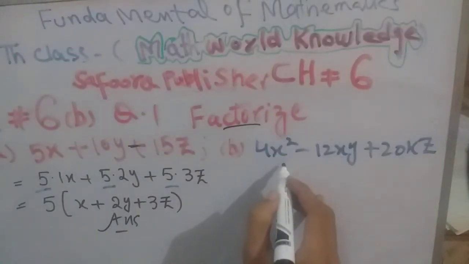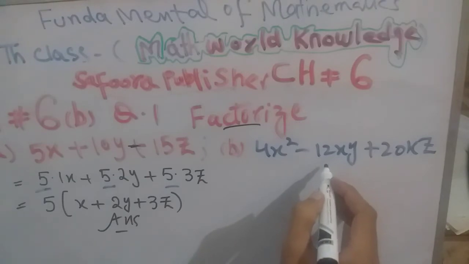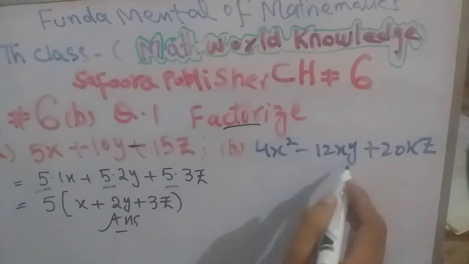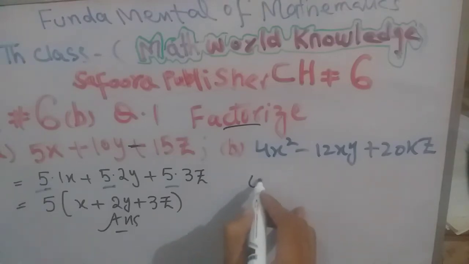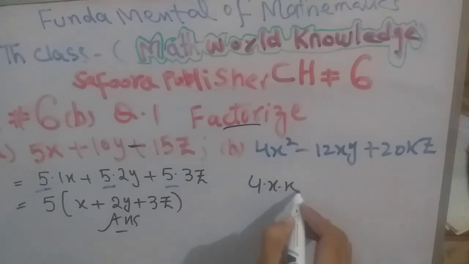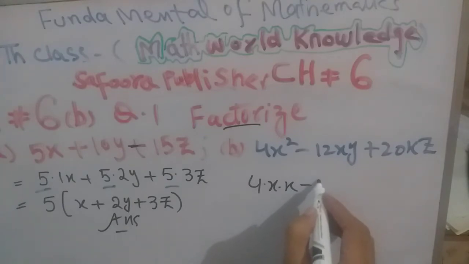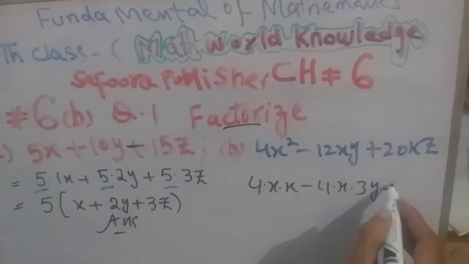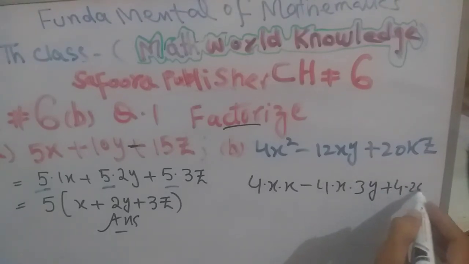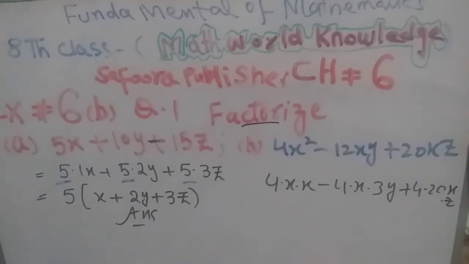4x square plus 20xz minus 12xy. Now we can write it as 4x into x minus 4 into x into 3y plus 4 into 5x into z. Now here 4 is common and x is common in every term.